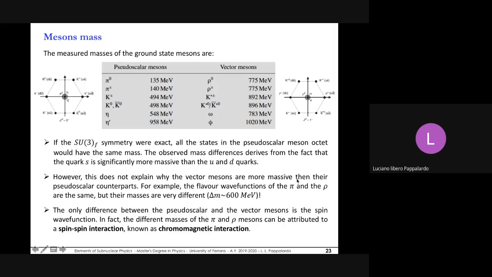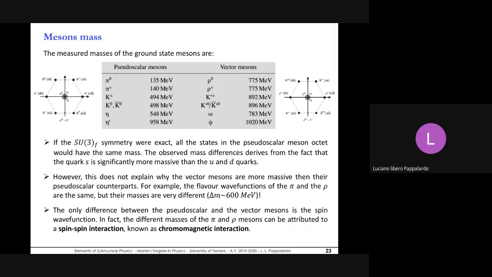So why? What is the only difference between pseudo-scalar meson and the vector meson? Clearly, the only difference is the spin. Okay, in one case we have spin 0, in the other case we have spin 1. And in fact, the different masses of the pions and the rho mesons, and in general of the elements of the pseudo-scalar octet with those of the vector meson octet, can be attributed to a spin-spin interaction term in the potential, which is known as the chromomagnetic interaction.